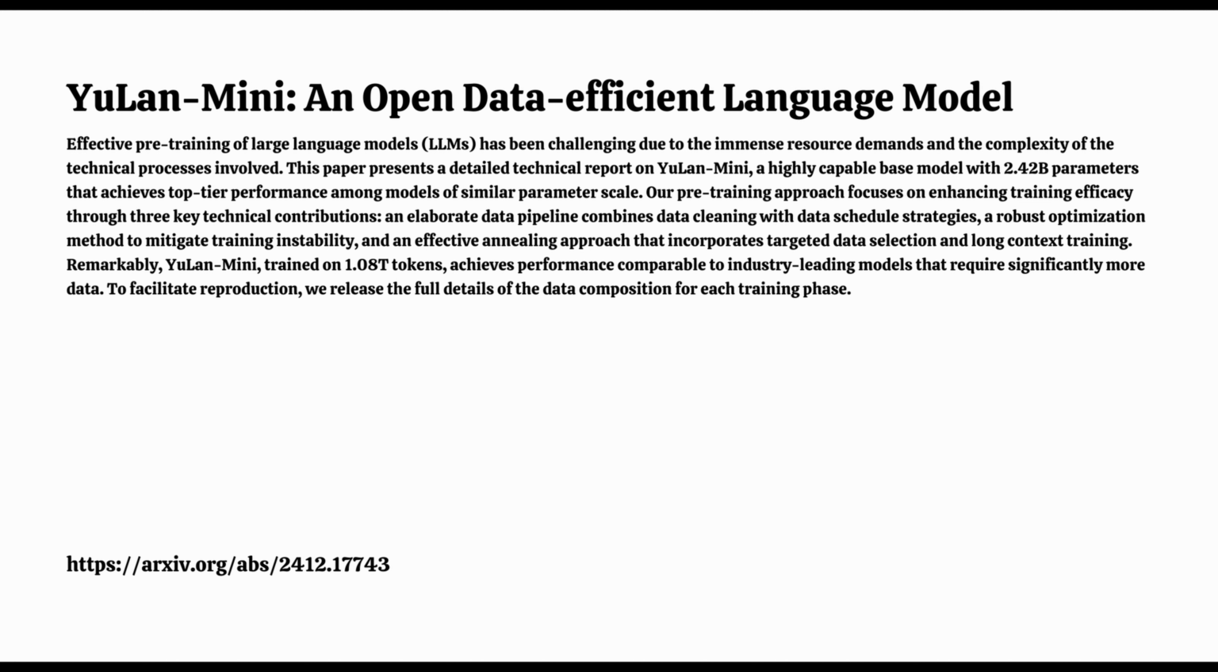This time, we're going to be checking out YuLan-Mini. It's a 2.42 billion parameter language model. And the thing that makes it so interesting is how incredibly data efficient it is. Yeah, data efficiency is a big one with these models.